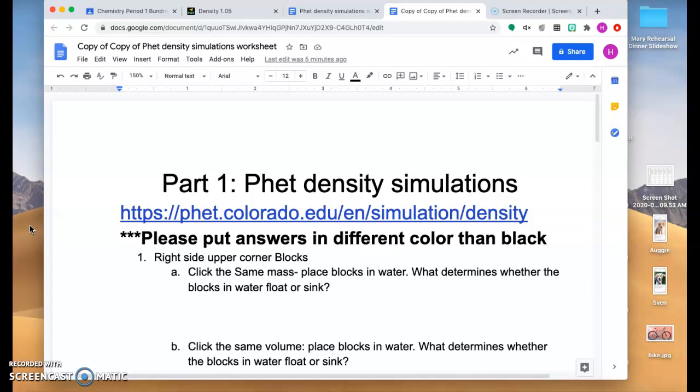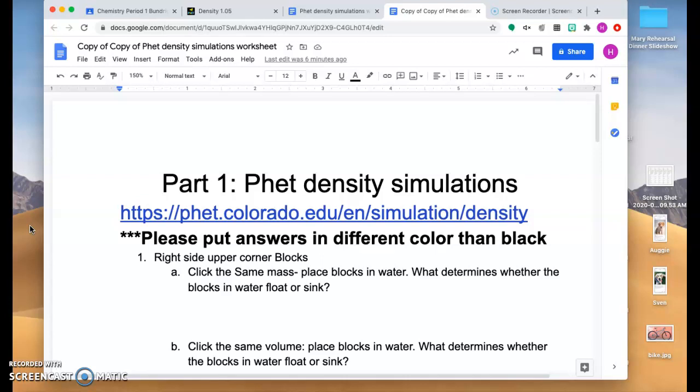We also talked about density in terms of something you can calculate. So density is equivalent to mass divided by volume. It's the ratio of mass to volume. So if I increase the mass, my volume will also increase to keep the density the same.